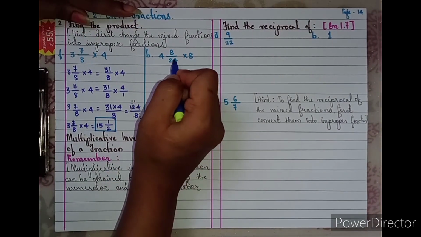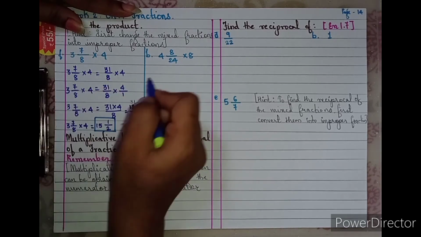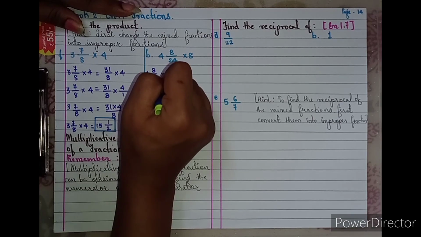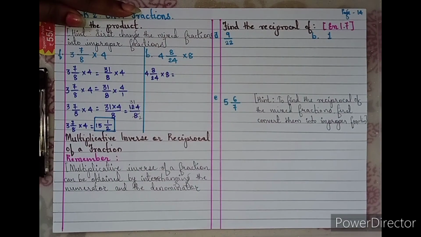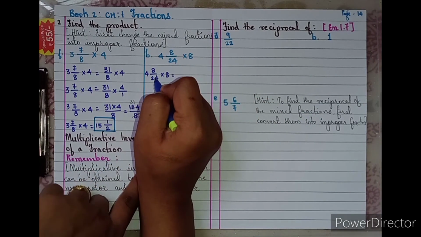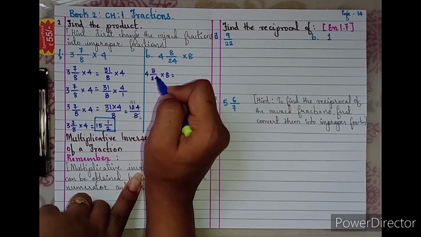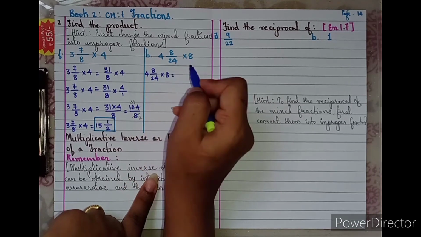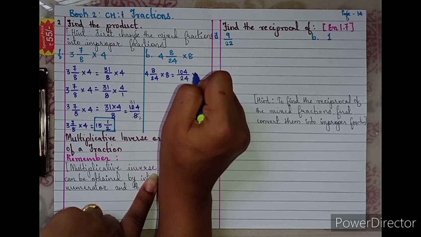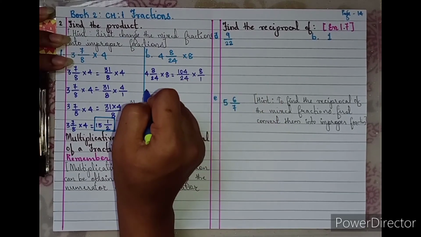So for that we have to convert this 4 is to 8 by 24 into an improper fraction. So 4 is to 8 by 24 into 8 equals, let's convert. Therefore it is 24 into 4 is 96, and we have to add 8 to it, so we'll get 104 divided by the denominator as it is. Into 8 can be written as 8 upon 1.